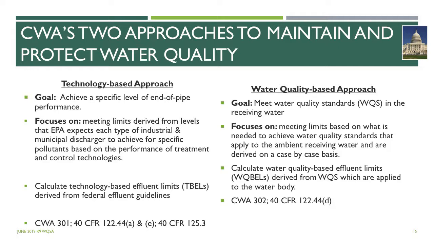On the other side is the water quality-based approach, which is really about thinking about what the water needs. What are the standards? What are the water quality standards? It focuses on identifying what are the limits of the pollutants that can go into the water to actually meet the needs of the water, whether it's fishing or recreation or any other uses. And with that information, permit writers would develop water quality-based effluent limits that are derived from the water quality standards that apply to that water body.